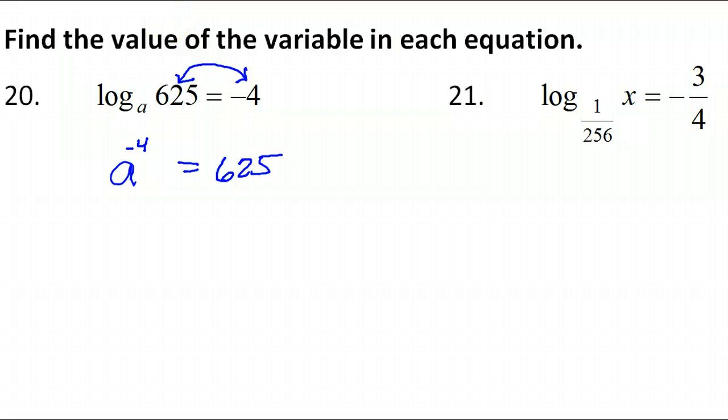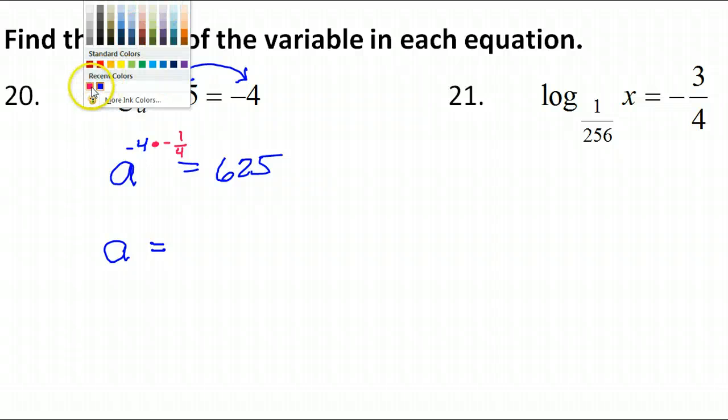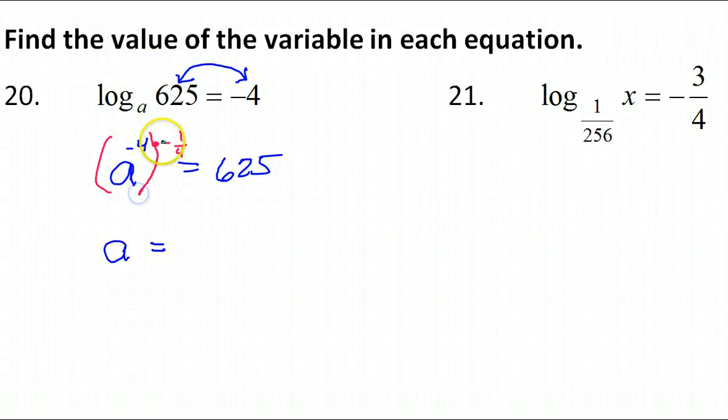Okay, so to me, the easiest thing to do, because all I want to do is get a by itself, is to multiply this by the reciprocal, which would be -1/4. Alright, because that's going to cancel everything out. The 4's cancel out, a negative times a negative is a positive, so I'm going to wind up just with a. Now, what I'm really doing is raising this to the negative 1/4 power, and of course I have to do the same thing to both sides of the equation. So I will also raise this to the negative 1/4 power.